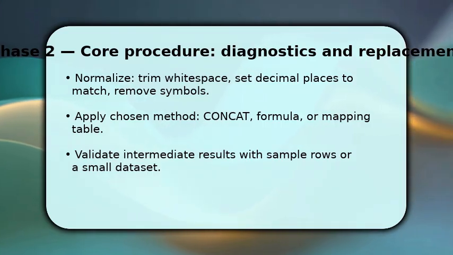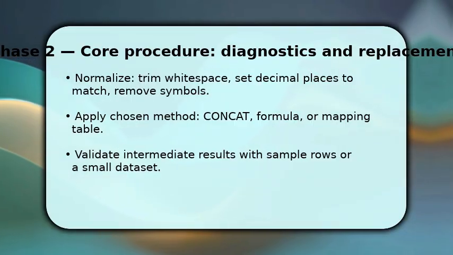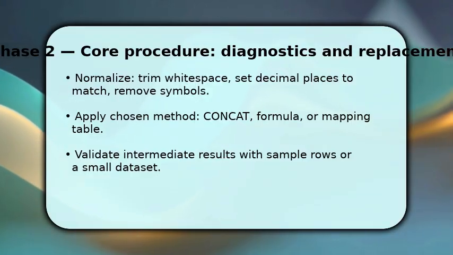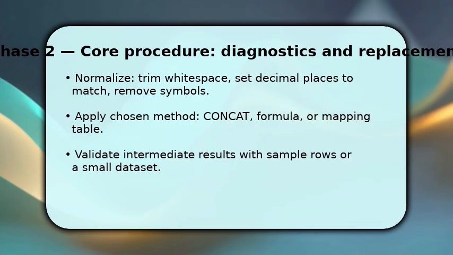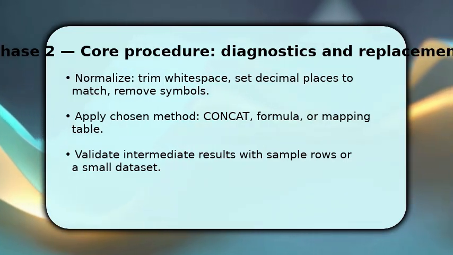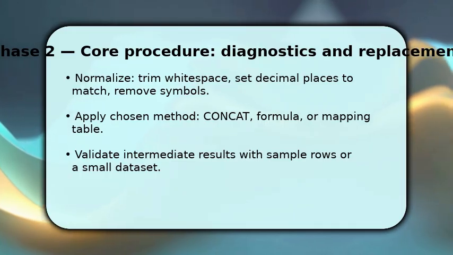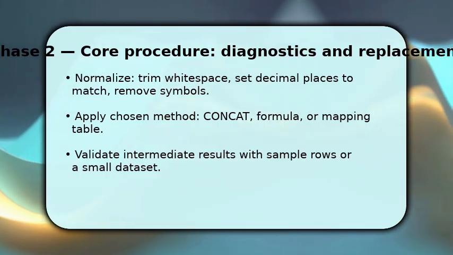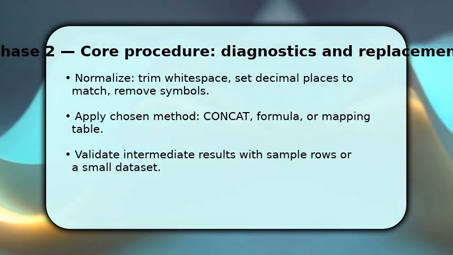Next, apply the chosen method. Use concat for labels like 123-456, or compute arithmetic, divide, subtract, or create a formula that defines the relationship. If mapping, make a lookup table with keys and values. Then validate results on a few sample rows. This prevents scaling errors. Make sure to note any edge cases, such as zeros or nulls.